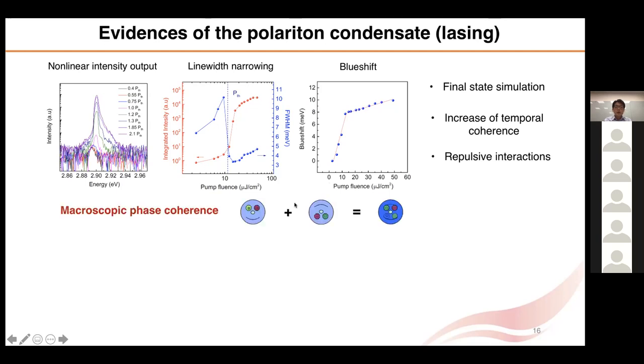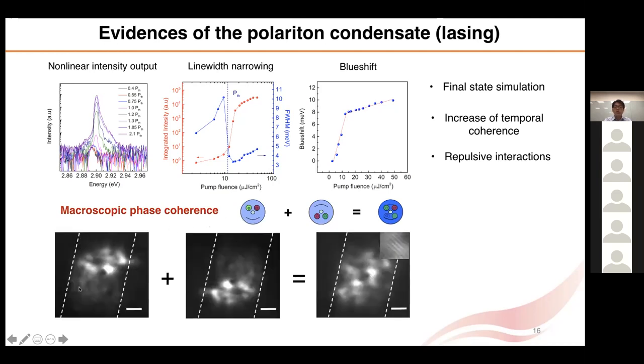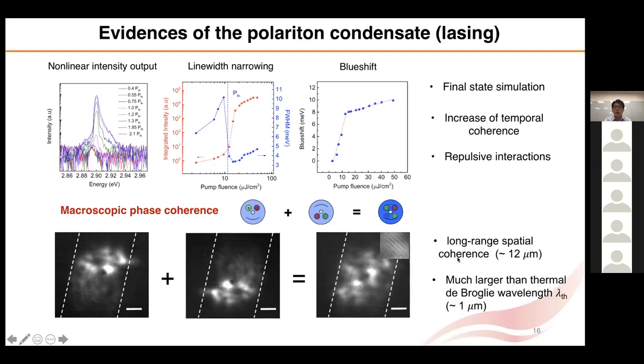So in addition, the occurrence of the polariton condensate is usually accompanied by the long-range order that is manifested as the microscopic phase coherence. So in this case, we send the emission of the condensate to a Michelson interferometer with one arm replaced by a retroreflector to invert the image in a centrally symmetric way, such that we can probe the phase coherence throughout the whole emission image. As you can see, once these two images are superimposed, clear interference fringes can be observed throughout the whole profile. So this suggests the buildup of long-range coherence around 12 micron, which is much larger than the thermal de Broglie wavelengths.